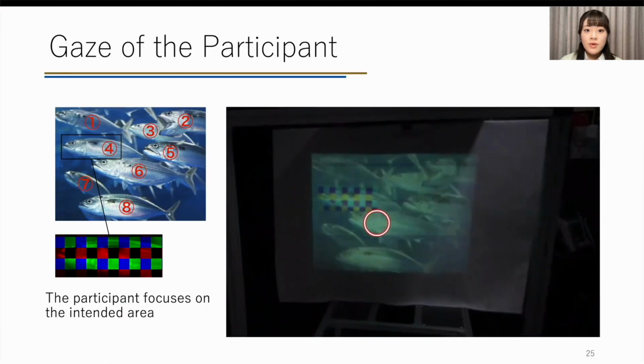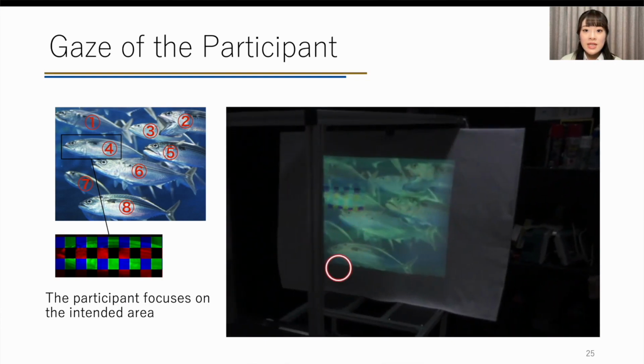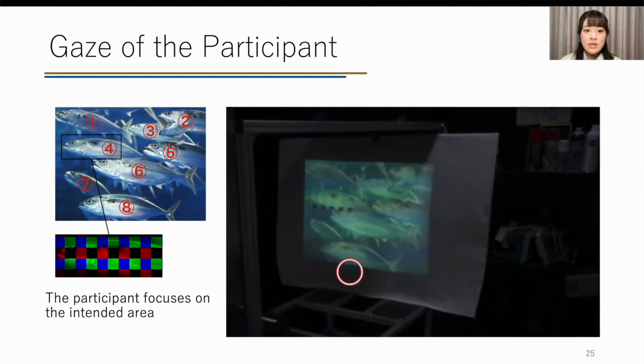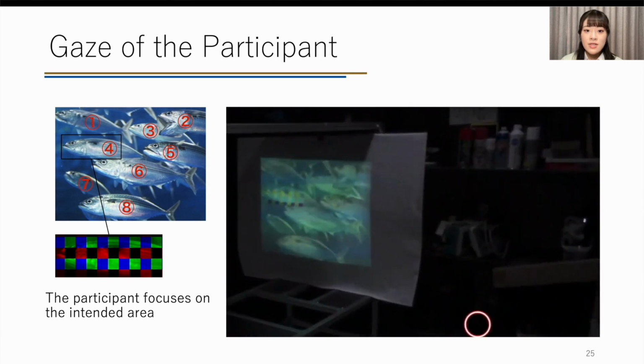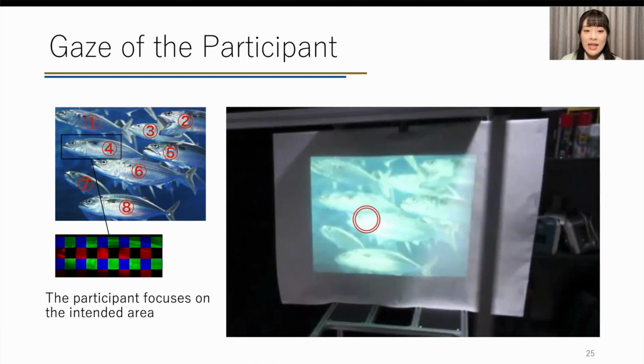Here is the example gaze data of a participant who reported focusing on the intended target with MOSion. As shown by the red circles in the data, the gaze is actually directed toward the intended fish.